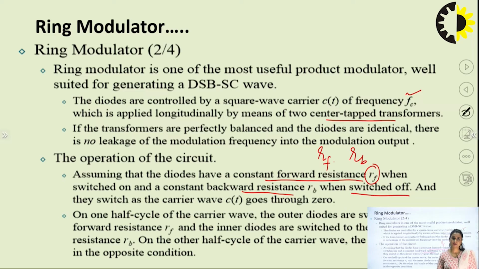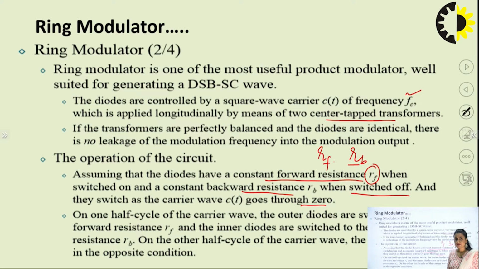We are considering that when my diode is in the on position, forward bias, the resistance it offers is RF, and when it is off, the circuit is open, it is in reverse bias, and the resistance offered by the diode is represented as RB. The diode switches as the carrier wave c(t) goes through 0. So for the positive half cycle of the carrier, it acts as forward bias. For the negative half cycle, it acts as reverse bias.